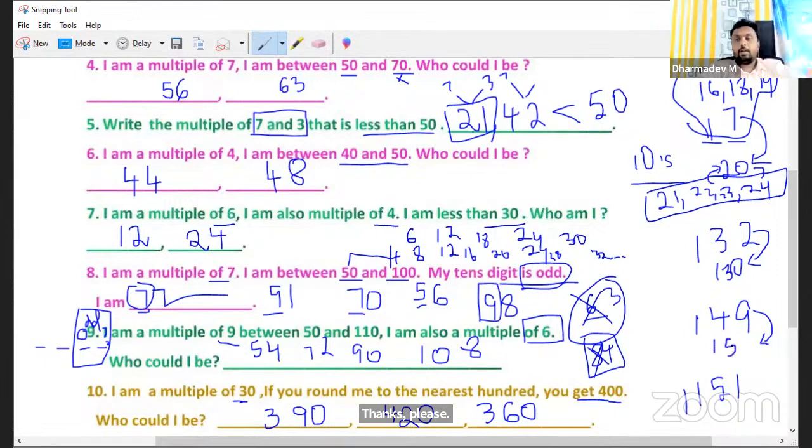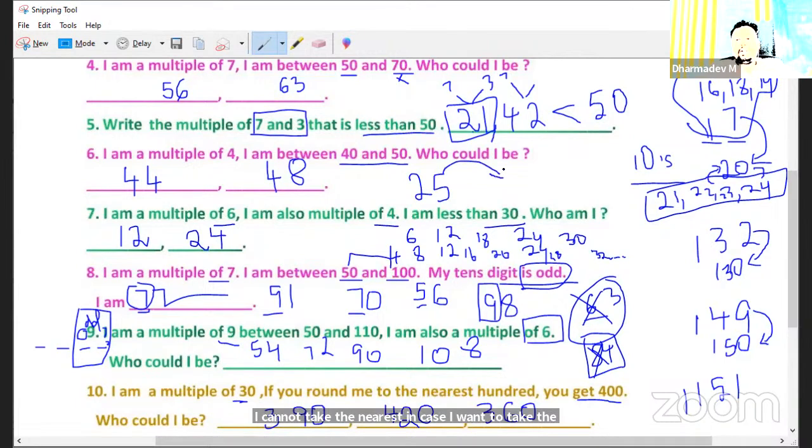25 you cannot. 25 will remain the same. I cannot take the nearest. In case I want to take the nearest tens of 25, I have to take the higher number, that is 30. I cannot take lesser. Are you clear with that?